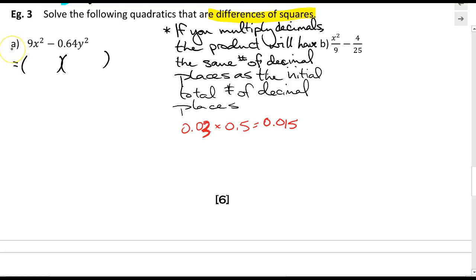Our first term is easy enough to take the square root of, since they're both obvious perfect squares. So we've got 3x and 3x, adding and subtracting to produce that difference and eliminate our middle term. We also know we're going to have y and y. The square root of 64 is 8. I have 2 decimal places, so each of the square roots should have 1 decimal place. So it's going to be 0.8 and 0.8. Now, if you don't believe me, check on your calculator. Take the square root of 0.64, and you will find that it is 0.8.